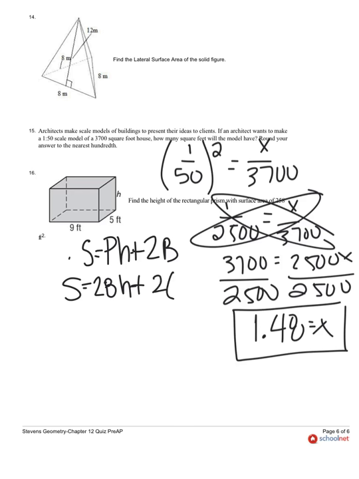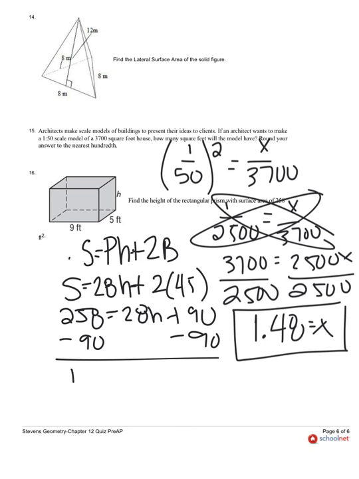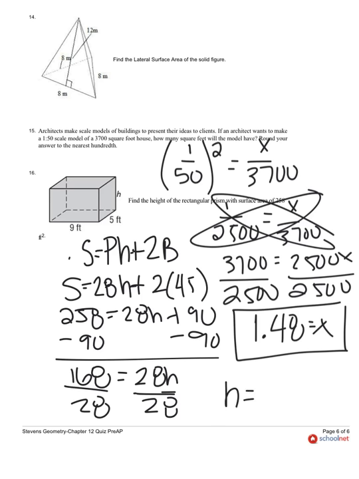Area of the base is 9 times 5, which is 45. And it told us that the surface area was 258. So 258 equals 28h plus 90. Subtract 90 from both sides. Divide by 28. The height of this prism equals 6. We've wrapped up this quiz now. Hopefully this helps you understand what we did on it.